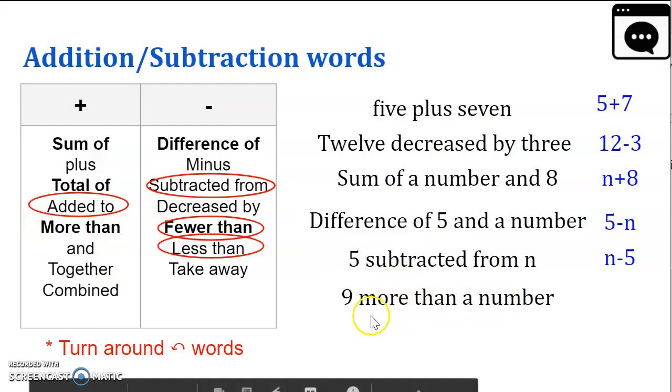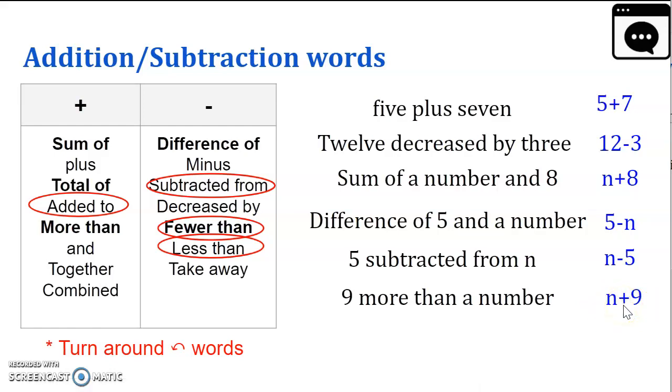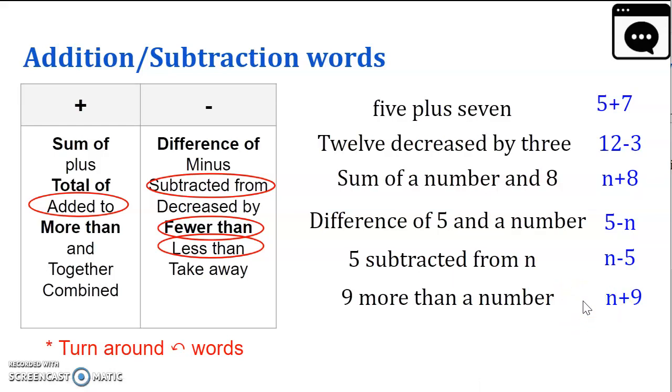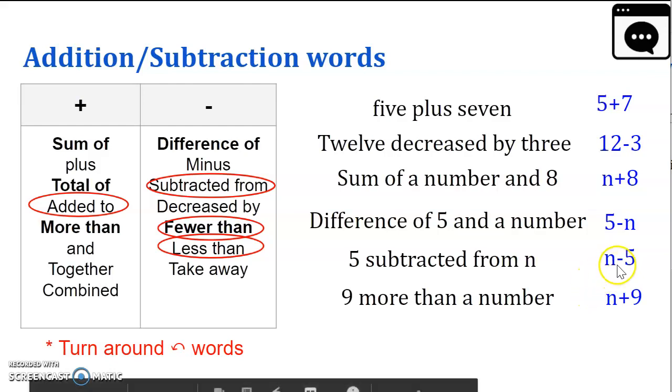So it's not going to be 9 plus n, but it's going to be n plus 9. However, you might be telling me that it doesn't really matter whether it's n plus 9 or 9 plus n, because in addition, the order does not matter. Just like 2 plus 9 and 9 plus 2 is exactly the same. They're both 11, so it doesn't really matter. However, in subtraction, it does matter, doesn't it?